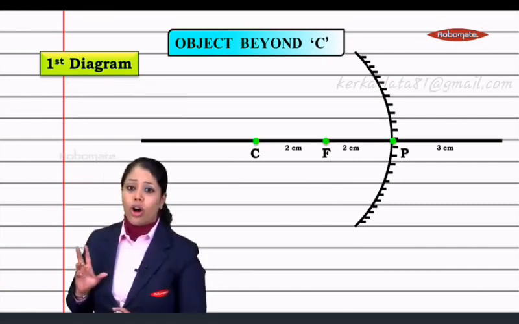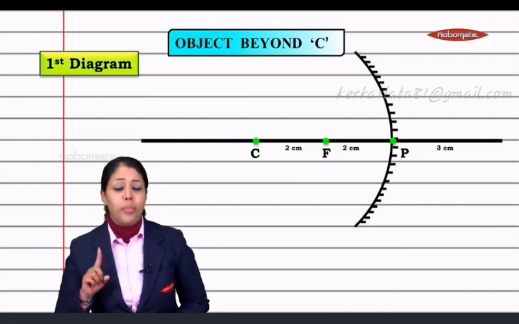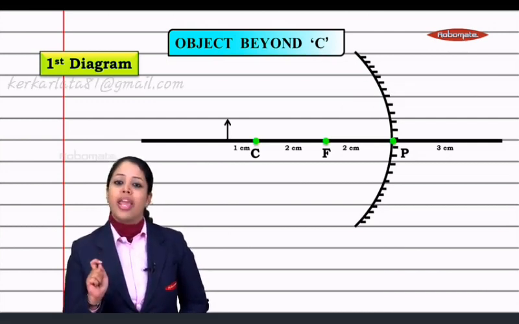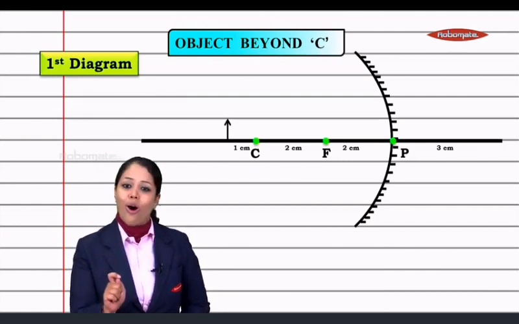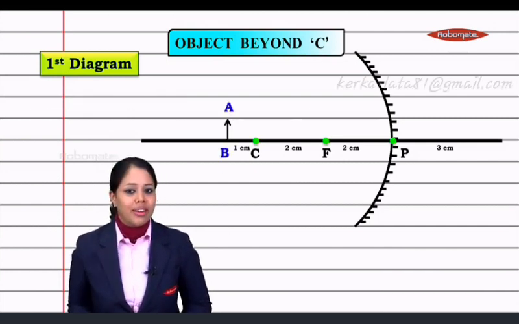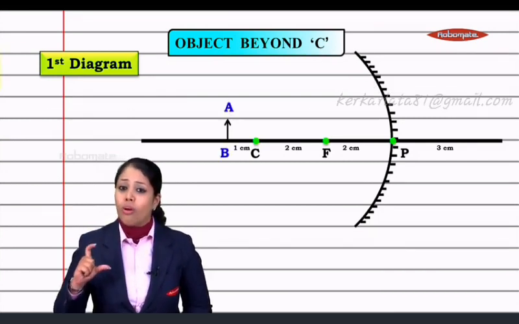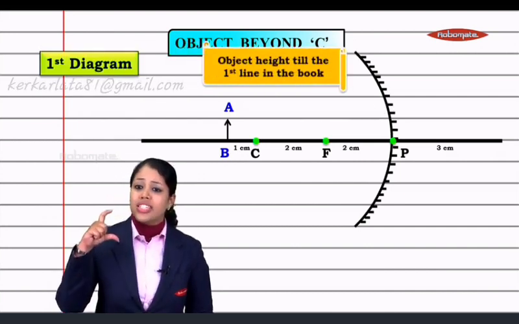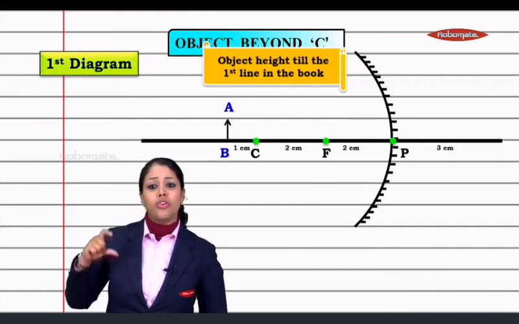Now you have to place the object. Where you will place the object? Beyond C. So mark 1 centimeter from C and make one object, and the object is named as AB, right? Now students, when you draw the object, take care that you make the object first line of your book, that is 1 line of your book.